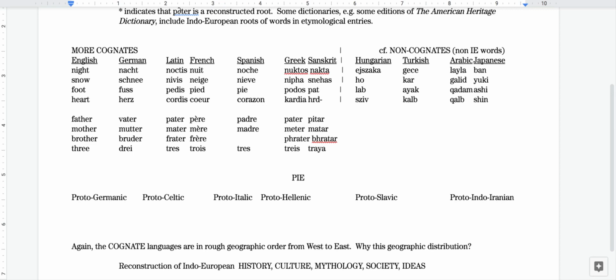So notice what I've got here then is under Proto-Indo-European, I have these sub-branches, these groupings of Indo-European languages that are close to each other because they developed in the same place or spread out from the same place.